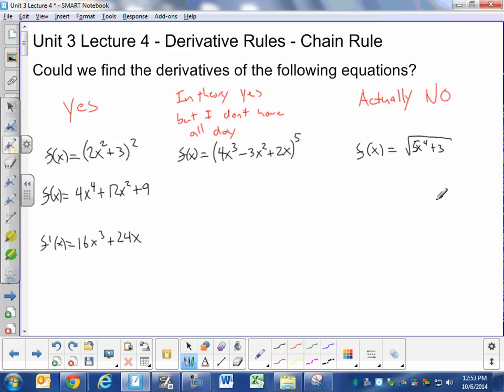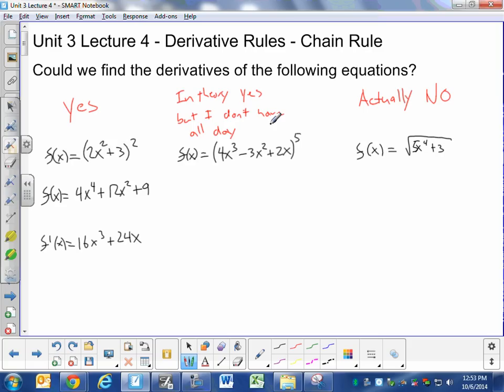First one is (2x squared plus 3), quantity squared. Yes, you can take the derivative of f by distributing things, getting 4x to the fourth plus 12x squared plus 9, and then you can take the derivative of that. However, if we have something more complicated to a bigger power, it's going to take me forever to distribute all of this. And maybe I know the binomial theorem, but it's not a binomial, it's a trinomial, which means you can't use Pascal's triangle. It just makes it really complicated.